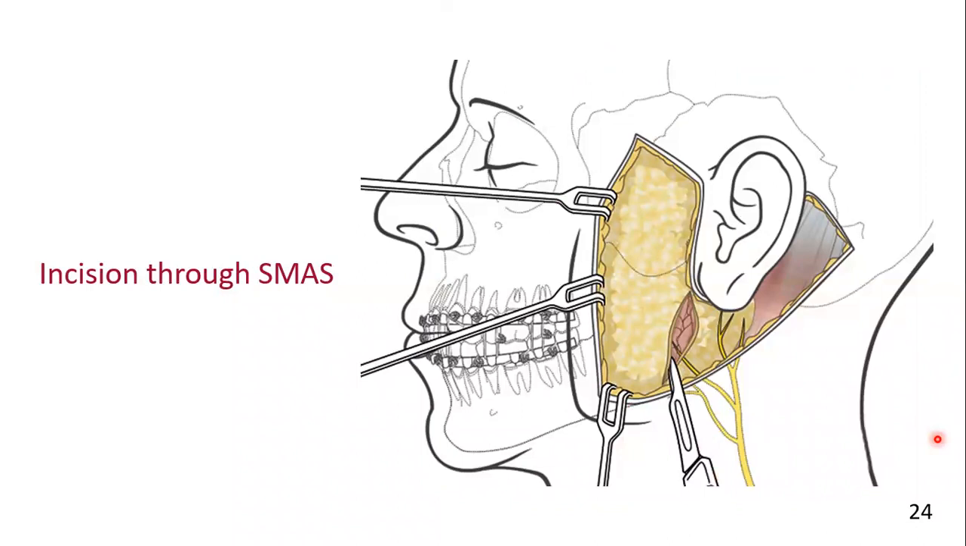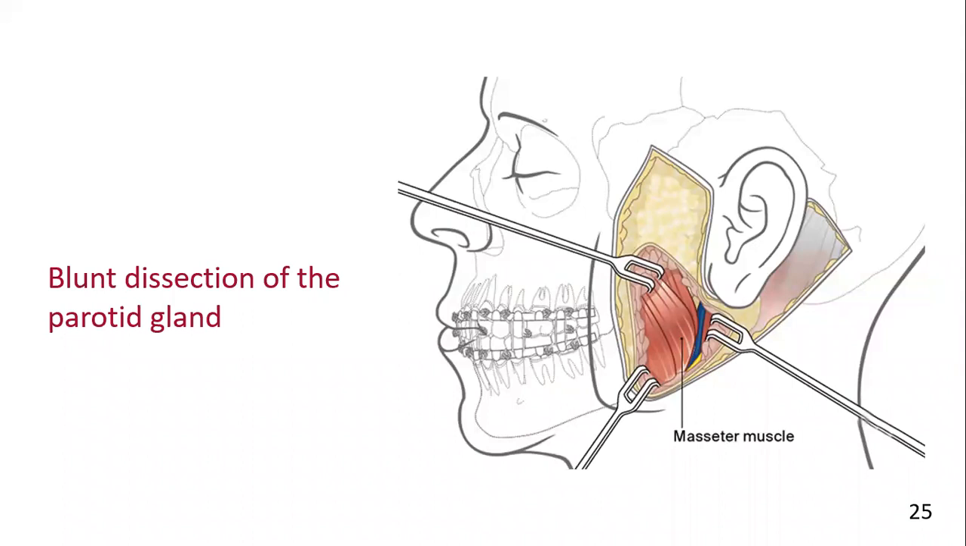The vertical incision is made through the superficial musculoaponeurotic system onto the parotid gland, extending from just below the earlobe towards the gonial angle. Bluntly dissect the parotid gland from the underlying masseter muscle. The dissection should be anterior to the retromandibular vein. Branches of the facial nerve may be exposed during the dissection. They should be identified and protected.